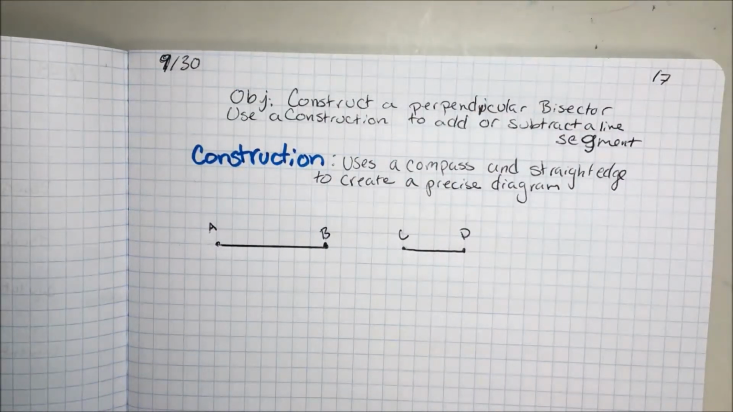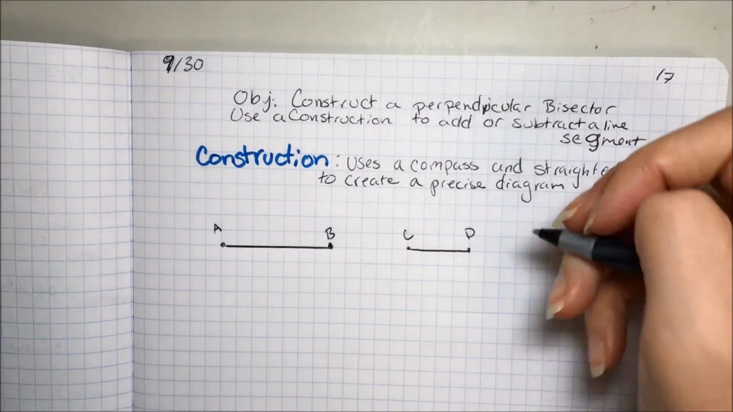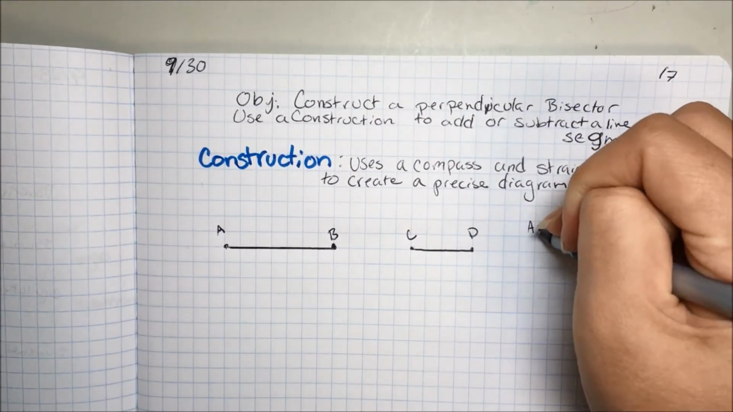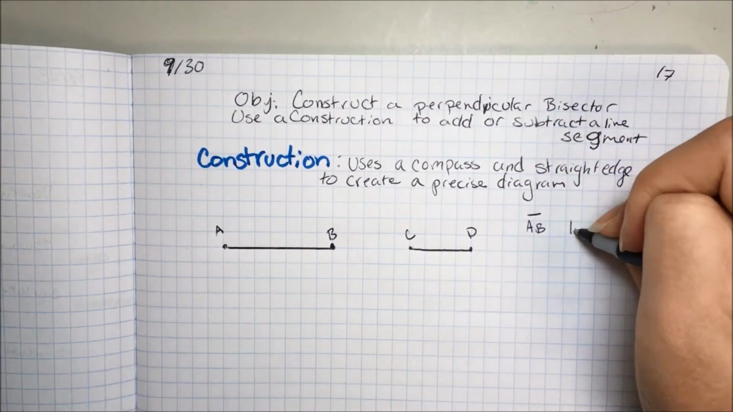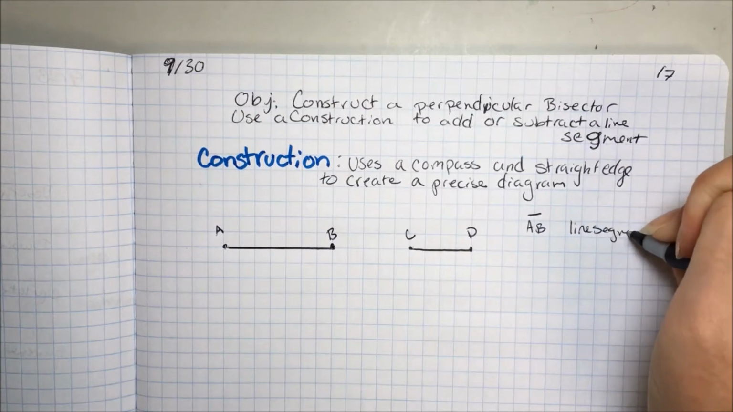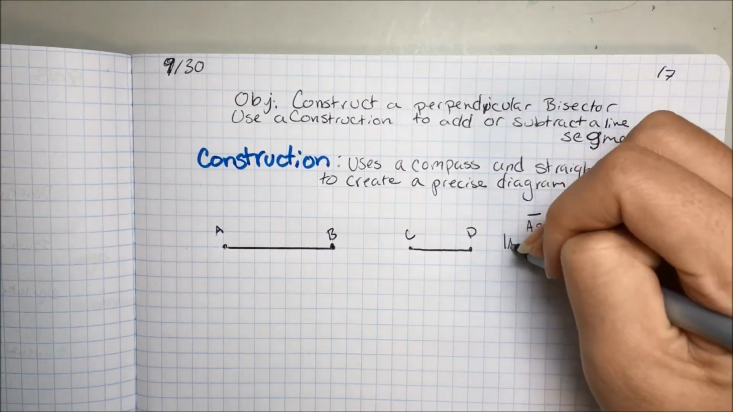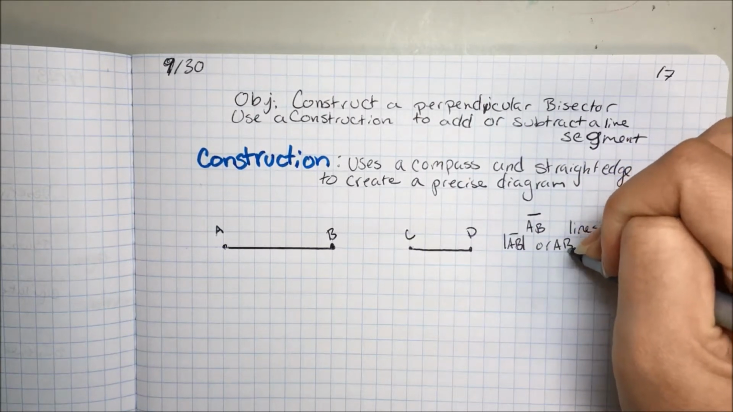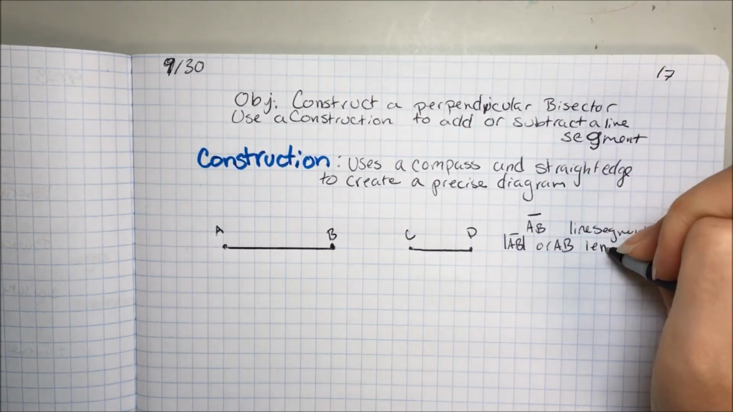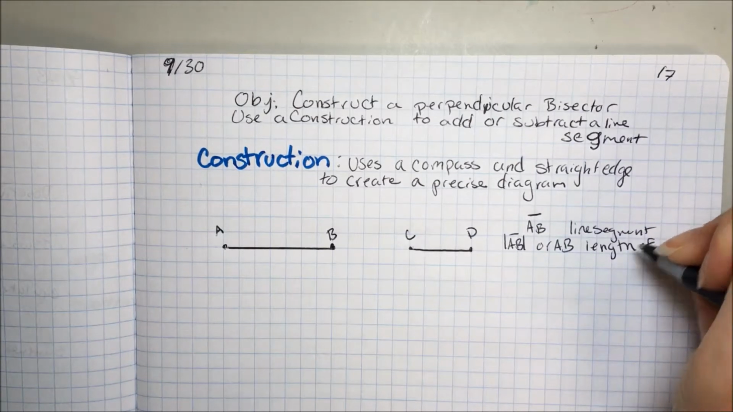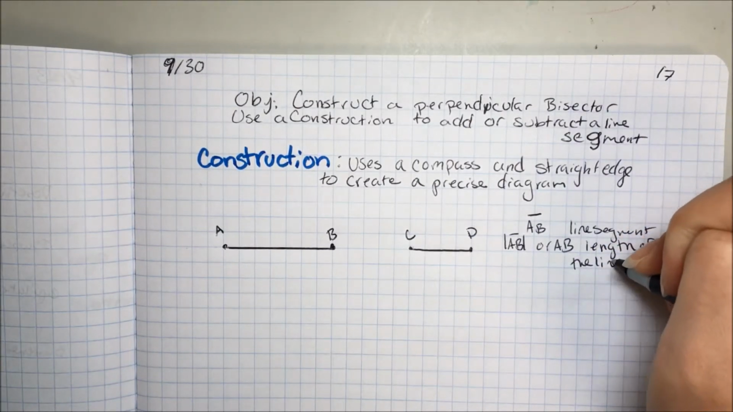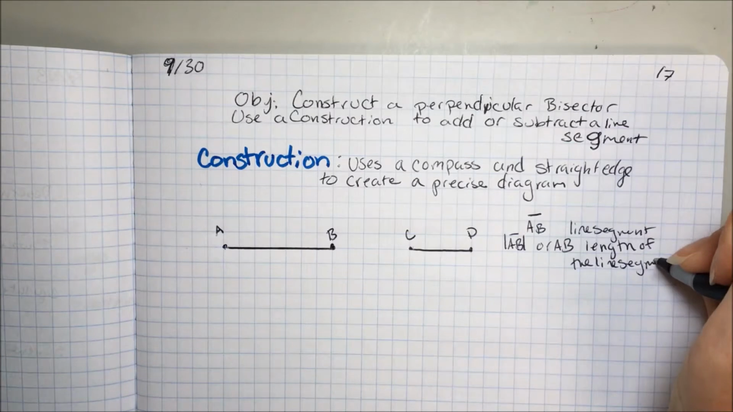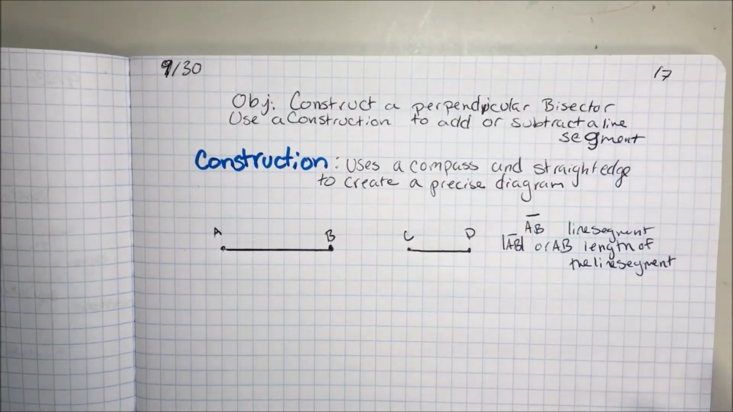Okay. All right, so if I wanted to make another line segment the same length as AB, remember, line segment AB, that's the name of the line segment. AB with a line over it between 2 bars, or AB without the bar above means the length of the line segment.